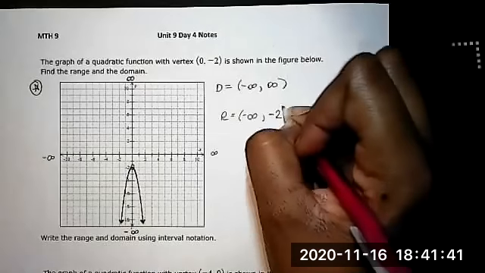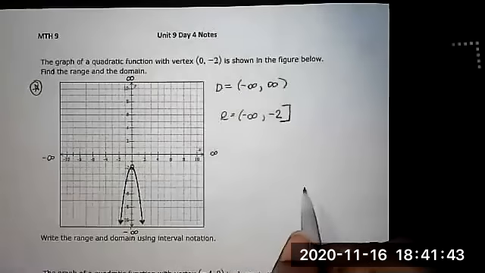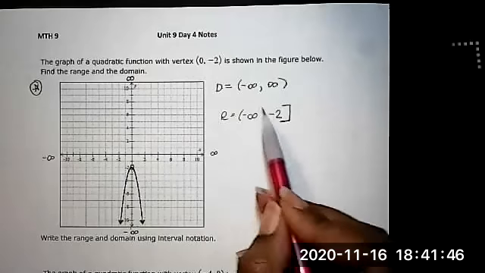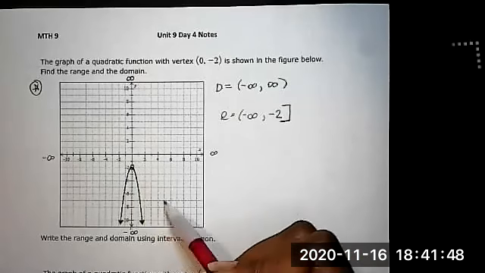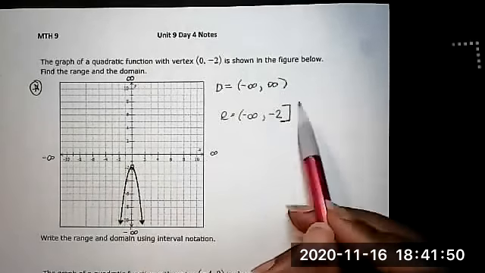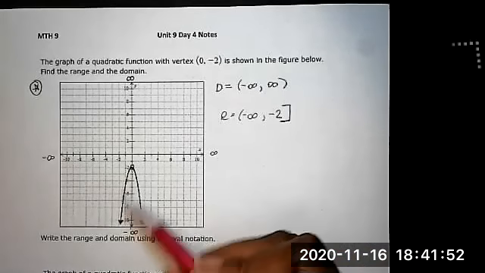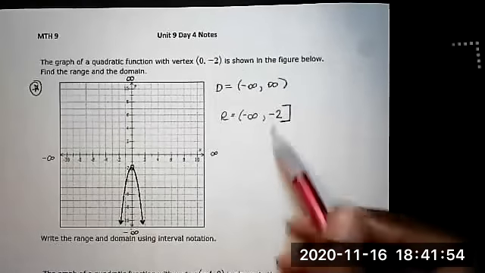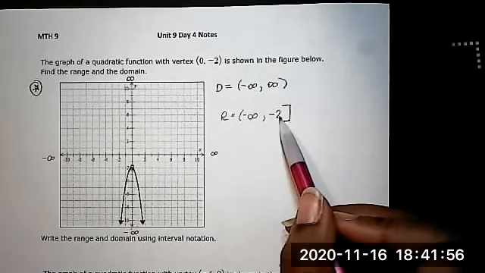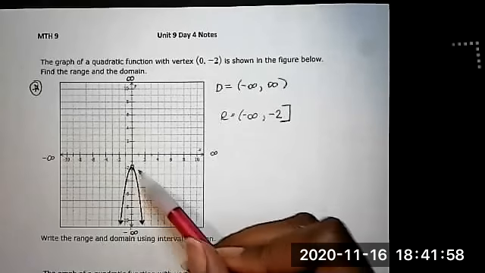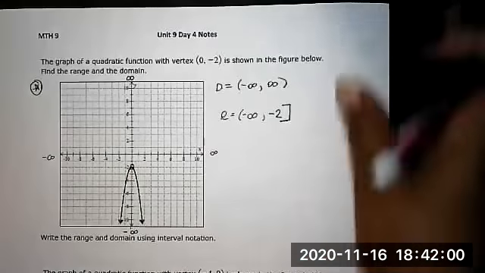So -2, and you put a bracket when it's a solid line. If it was an open circle, you'd put a parentheses, but they probably will not have that, but you never know. In this case, you put a bracket with the number where it stops when you're moving up.